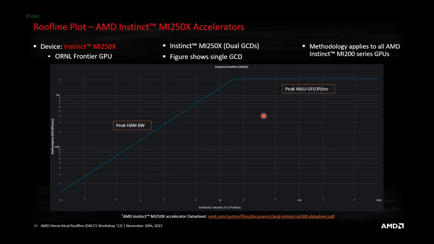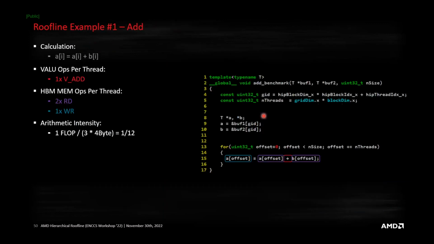And this sort of methodology applies to all MI200 series GPUs. MI210 only has 1 GCD, so you'll get 1 plot per MI210. And then MI250 is the same as MI250X with 2 GCDs. Okay, so now we can step into our first example here.